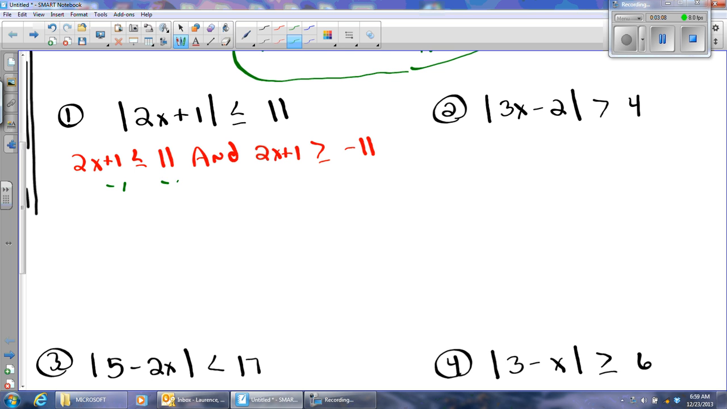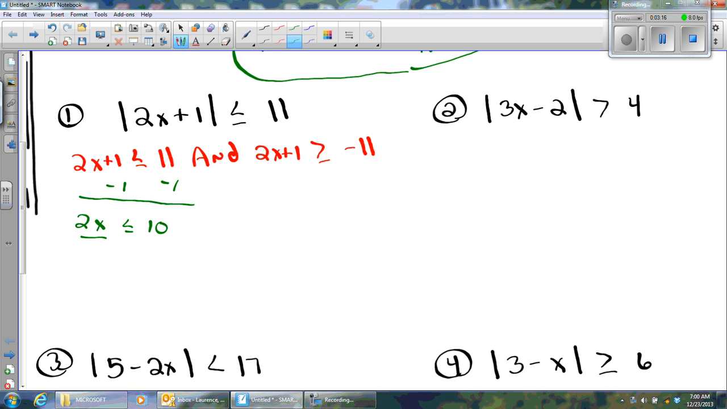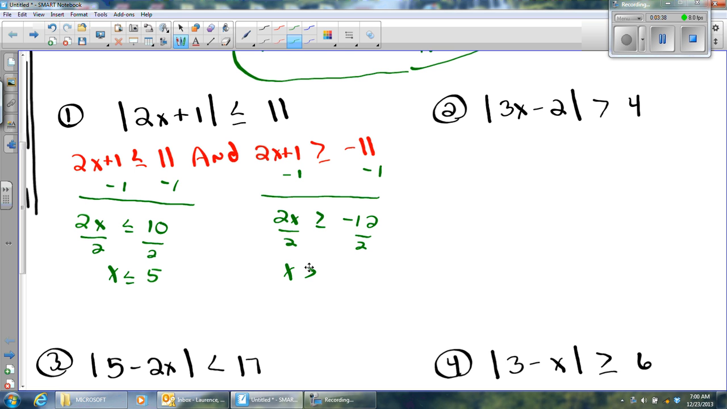Okay, so I'm going to subtract 1 from both sides, and I'll get 2x is less than or equal to 10, and I'll divide by 2. And I'll get x is less than or equal to 5. Okay, over here I'll subtract 1 from both sides, and I'll get 2x is greater than or equal to negative 12, and divide by 2, and I'll get x is greater than or equal to negative 6. Remember, it's an and, so on my number line, where are my lines?